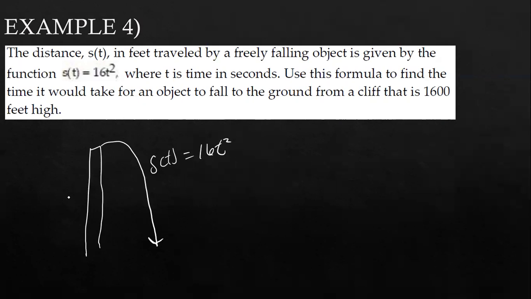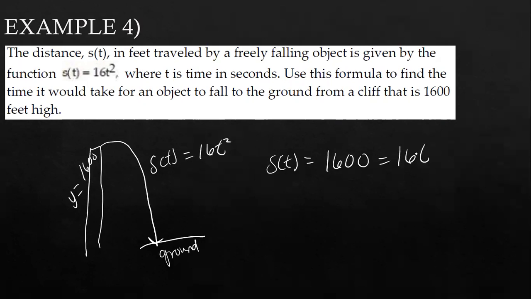It tells us the height of the cliff. So we know that y equals 1600, and we want to know how long is it going to take for it to hit the ground. So how long is the object going to take till it hits the ground? That means that if we know our S of t equals 1600, then we set this equal and we solve. This is a 2-step solving. What do I need to do to get t by itself?